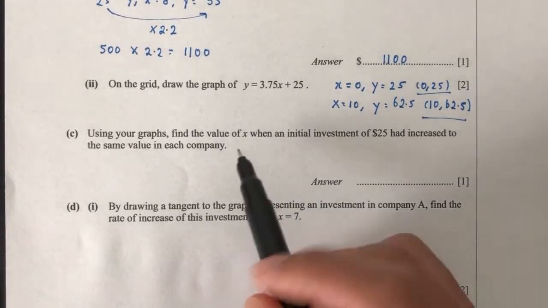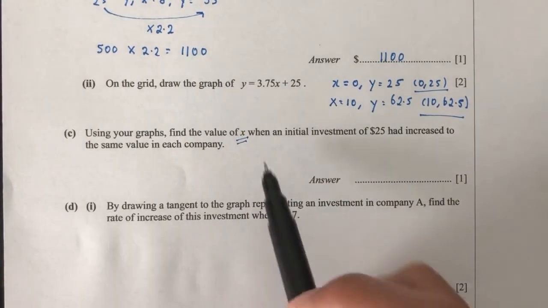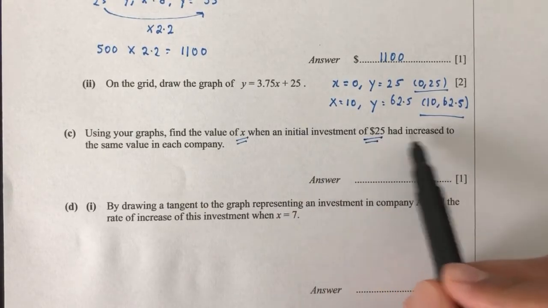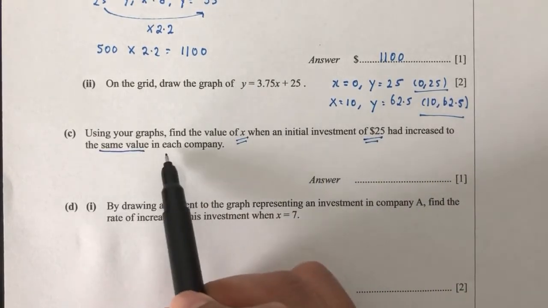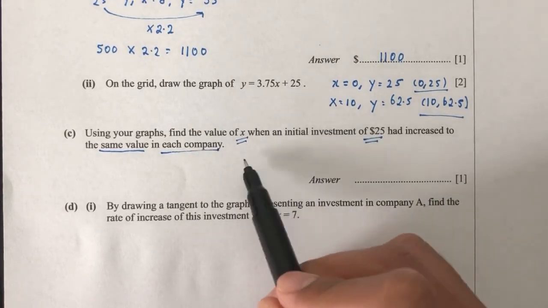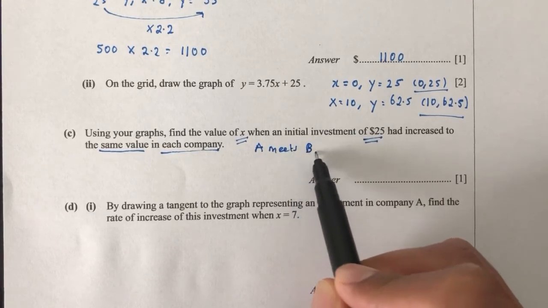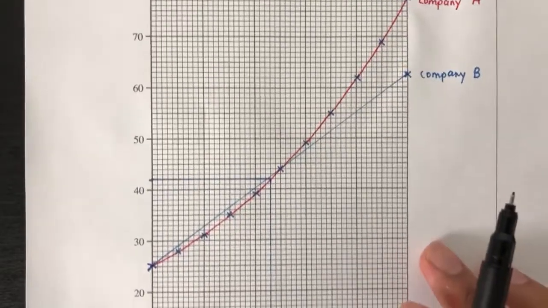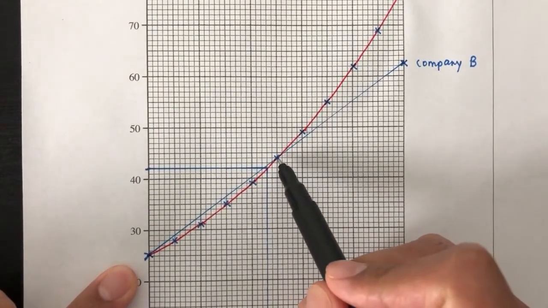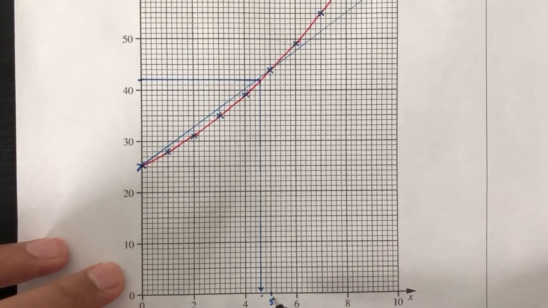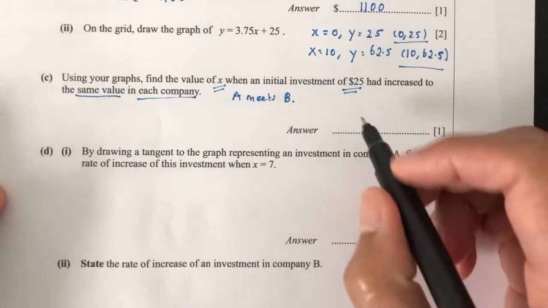Using your graphs, find the value of x when the initial investment of $25 had increased to the same value in each company. So you have to find where they meet. You have to find where company A meets with company B. So let's do that on the graph. So they meet at this point, and for me, I have 5 years. Your value could be 4.8 or 5.2. So about this will be your value. For me, it's 5.